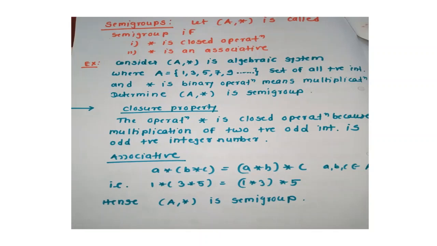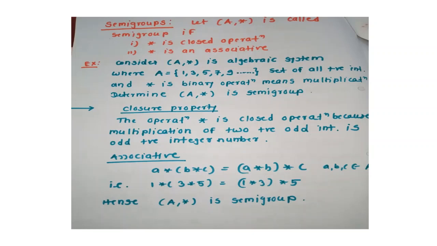Last lecture we started our last unit, groups and rings, and we studied the basic properties of binary operations, that is commutative, associative, and closed operations. So today we will see semigroups. What is a semigroup? The given algebraic system is called a semigroup.